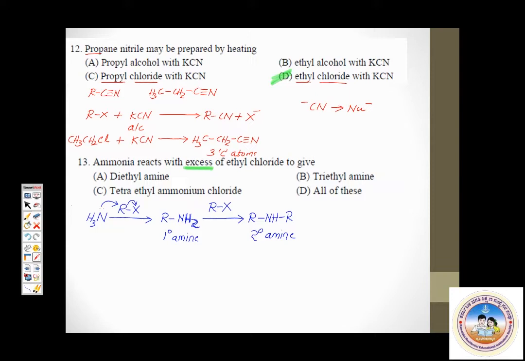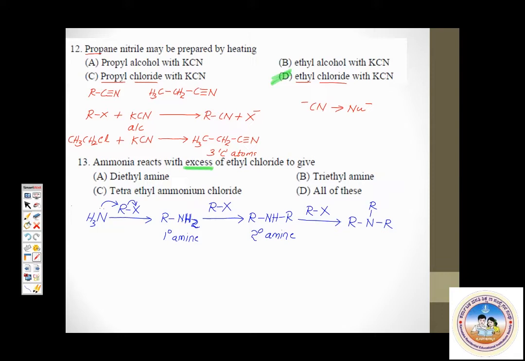Now, the reaction doesn't stop there. Secondary amine will further react with what? With alkyl halide, because that is in excess. Ethyl chloride is in excess. Now that will result in 1 more hydrogen getting replaced. And see what you get? You now get a compound in which nitrogen is attached to 3 R groups. You call it tertiary amine.